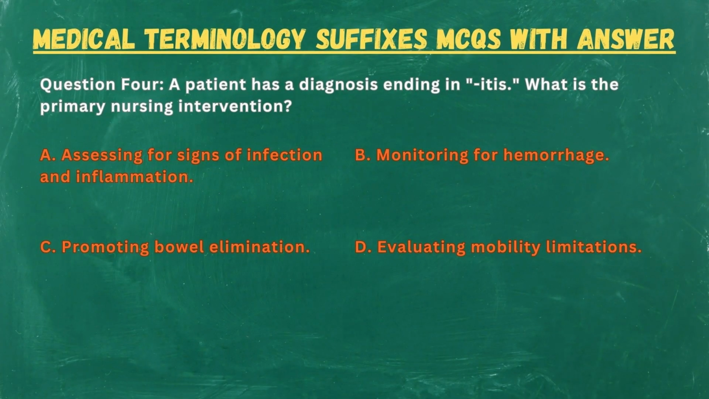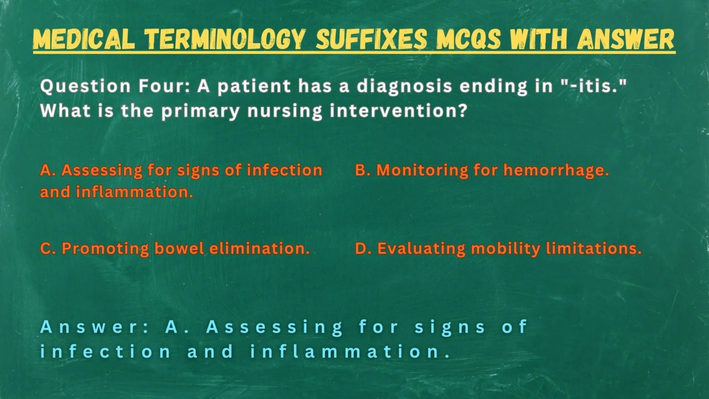Question 4. A patient has a diagnosis ending in -itis. What is the primary nursing intervention? A. Assessing for signs of infection and inflammation. B. Monitoring for hemorrhage. C. Promoting bowel elimination. D. Evaluating mobility limitations. Answer: A. Assessing for signs of infection and inflammation.